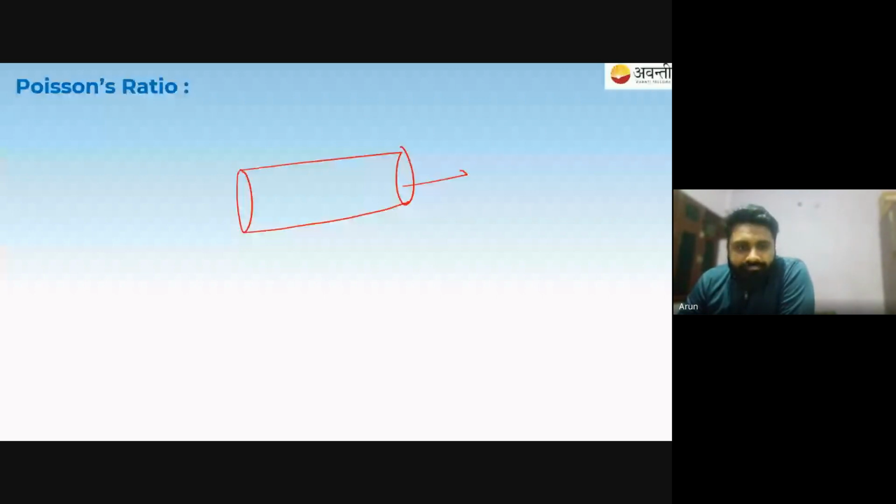Now we are dealing with Poisson's ratio and elastic potential energy in a stressed wire. Now, what is Poisson's ratio? So firstly, we will understand the concept. Since there is a rod, let's say, and we have applied a tensile force to this. So what will happen? This will elongate. This rod will stretch somehow.